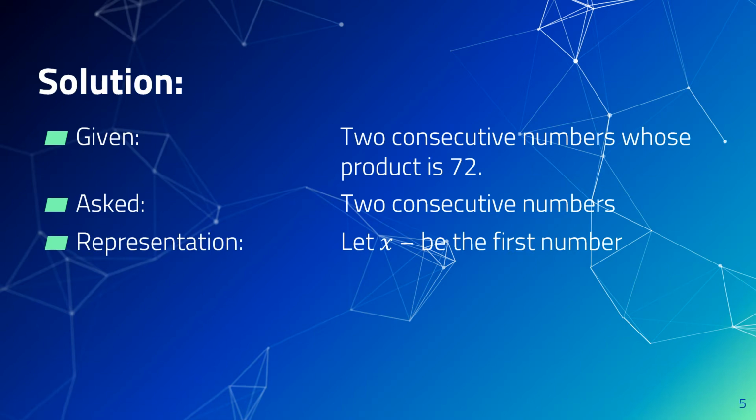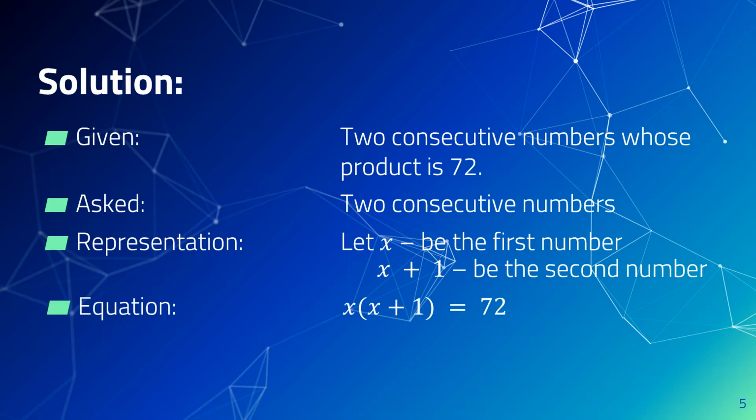The third one, we're going to represent. Since we are looking for an unknown number, let x be the unknown first number. So if x is the first number, then it will be x plus 1 as the second number, because two succeeding numbers are two numbers wherein the difference is 1. Therefore, adding 1 to the first number, we can get the second number.